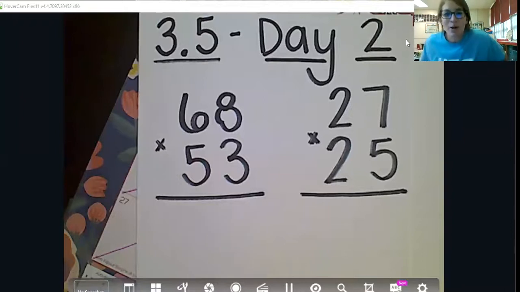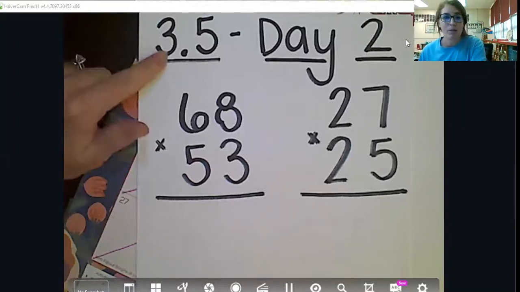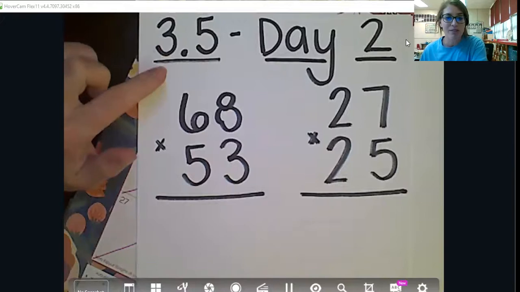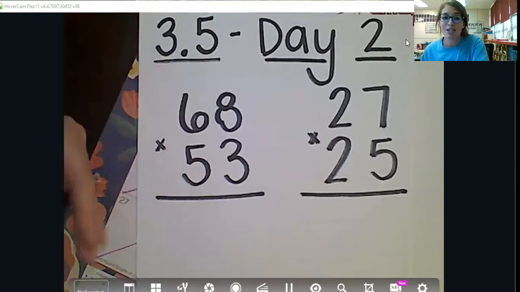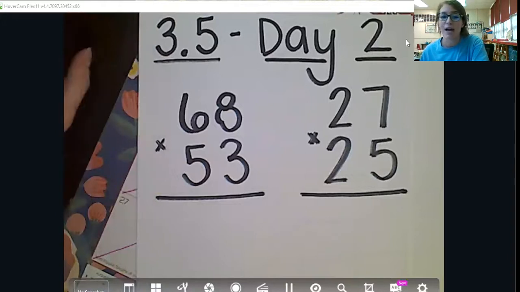Alrighty, on Friday, we started talking about lesson 3.5 with our regrouping method for 2-digit by 2-digit multiplication. So today we are going to continue on with 2 more examples to go with that.